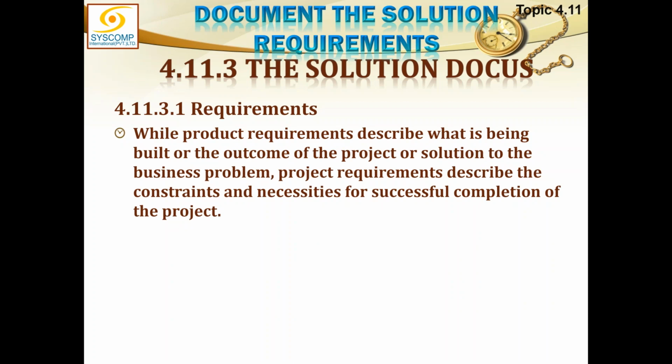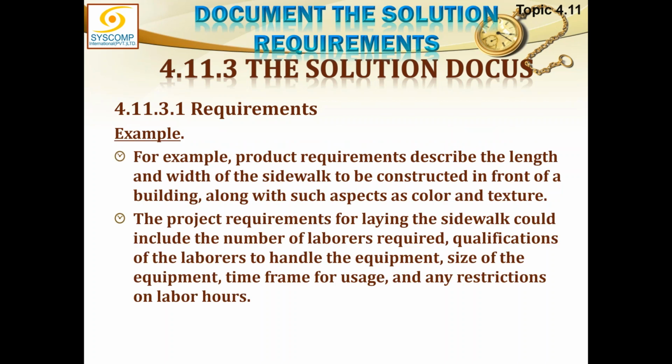While product requirements describe what is being built, or the outcome of the project or solution to the business problem, project requirements describe the constraints and necessities for successful completion of the project. An example: product requirements describe the length and width of a sidewalk to be constructed in front of a building, along with such aspects as color and texture. So this much is the product requirement. You want a sidewalk, you have specified the location, and you have also specified some aspects of the color and texture you want this sidewalk to be.